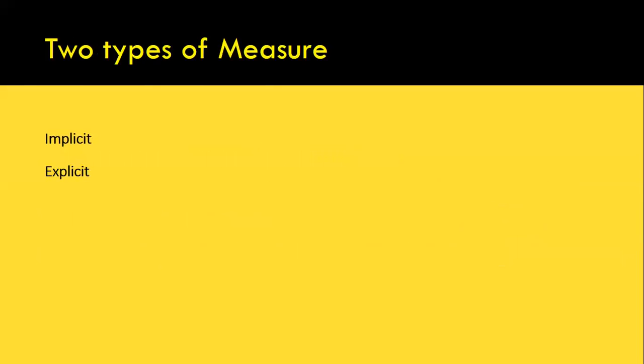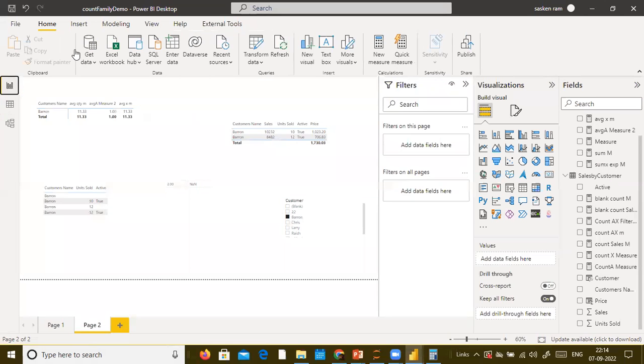There are two types of measures: one is the implicit measure, the other is the explicit measure. The implicit measure is something like auto summarization. This is done by Power BI automatically. It applies to numeric columns, hence it is called an implicit measure. For example, if I go to Power BI Desktop and look here, this is my sales by customer table. If you see these two columns, sales and units sold, these two columns have a sigma symbol next to them.